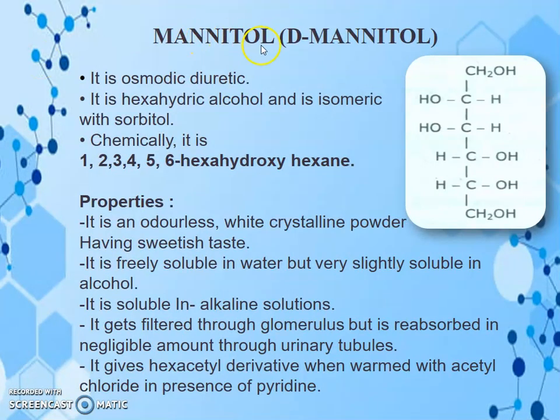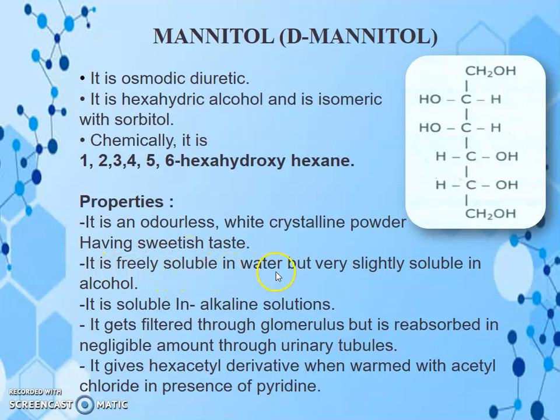Next drug is mannitol. It is also called D-mannitol. This is the structure of mannitol. It is an example of osmotic diuretics. It is a hexahydric alcohol and is isomeric with sorbitol. Chemically, it is 1,2,3,4,5,6-hexahydroxyhexane. Properties: it is an odorless white crystalline powder having a sweetish taste.